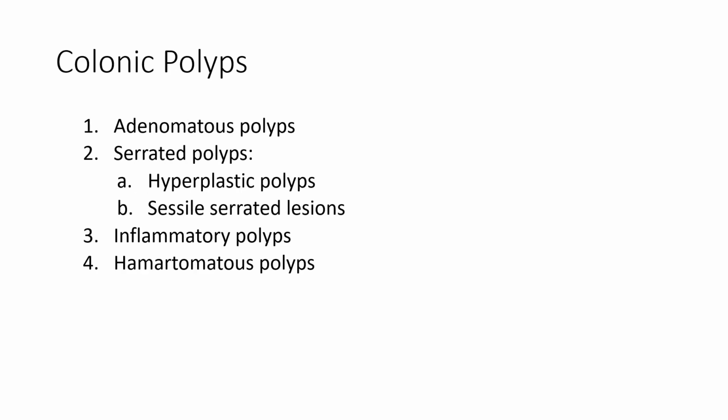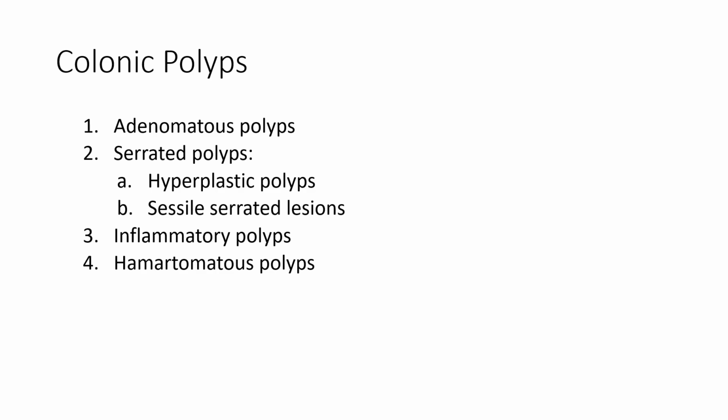Broadly speaking, the term polyp refers to any form of lesion that projects above the surrounding colonic mucosa. Polyps can occur anywhere in the gastrointestinal tract. They can occur in the esophagus, stomach, and small intestine, but they are most common in the colon and rectum. Polyps can be sessile, which means that they do not have a stalk, or they can be pedunculated. Pedunculated polyps are polyps with stalks.